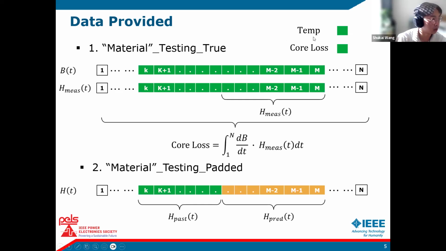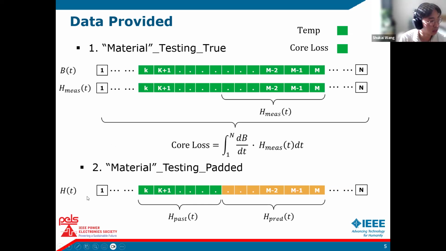But we provide you with the core loss anyway, and each segment will have its respective temperature, which we'll also provide. And the second file is the material testing padded. In this case, we also provided you with the same information of B, core loss, and temperature, just as a fact check to make sure that each file is synchronized.